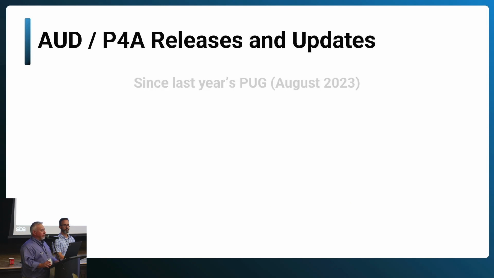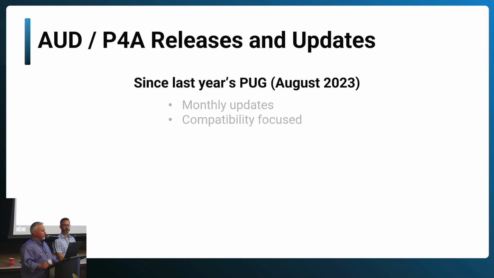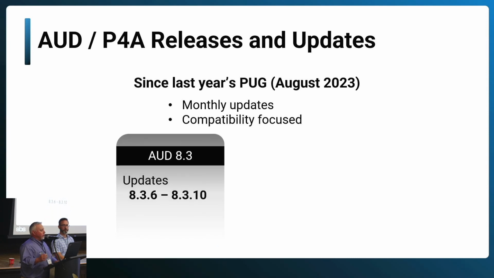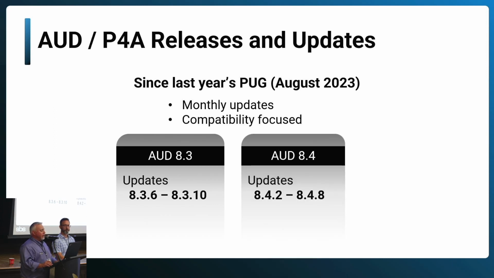So some release updates since last year's PUG at the end of August in 2022, till now. Monthly updates, compatibility focus. We had AUD 8.3 point releases from 8.3.6 to 8.3.10 all go out over the last year since the last PUG. And then 8.4, which is the most current version that we have out currently, we released 8.4.2 to 8.4.8 through this time frame.